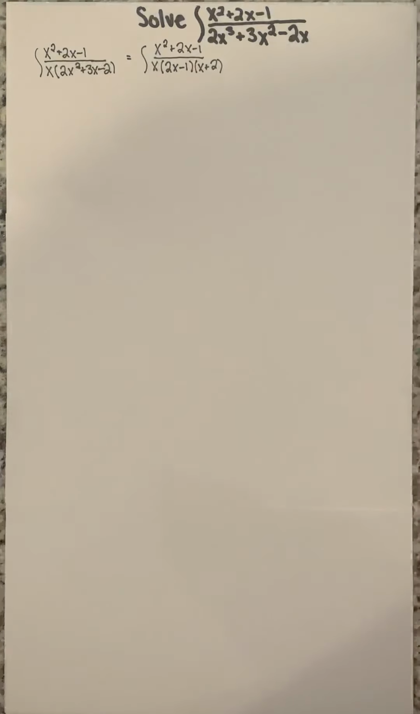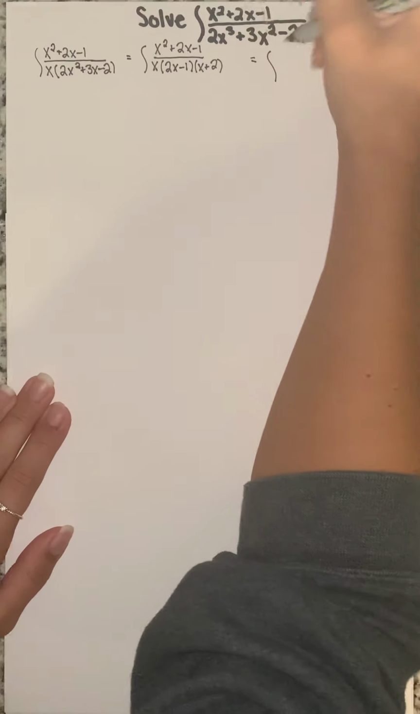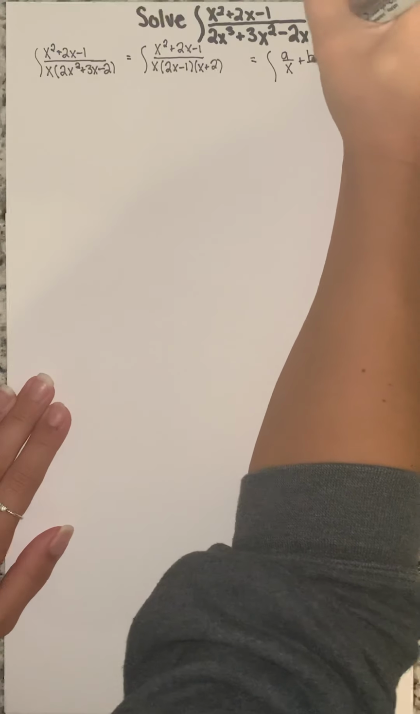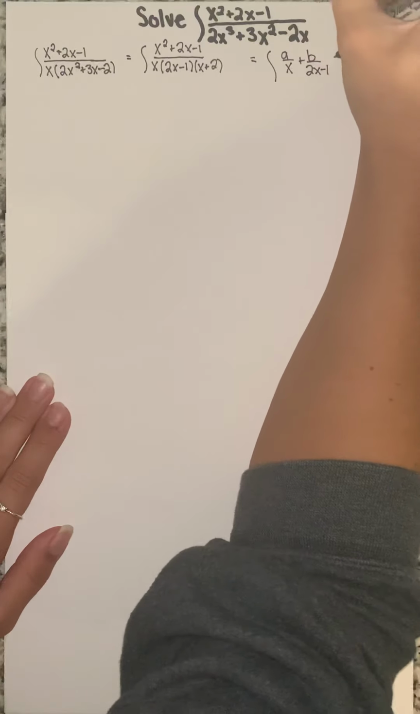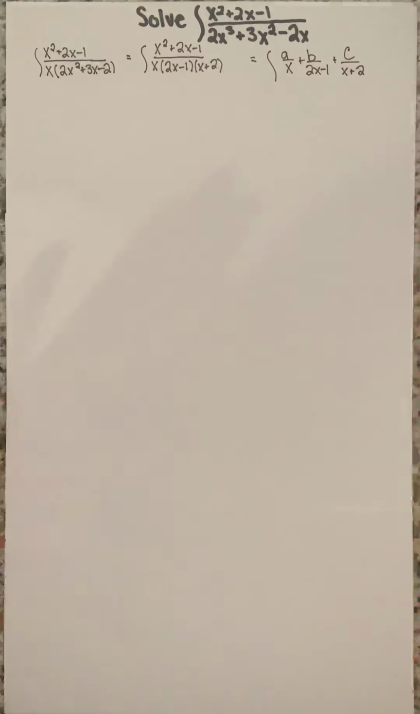Now our integral is in a form where we can use partial fraction decomposition, and by doing so, we will get the integral of a over x plus b over 2x minus 1 plus c over x plus 2. Every polynomial in the denominator is of first degree, so our numerator degree must be 0, which is why we have a, b, and c.